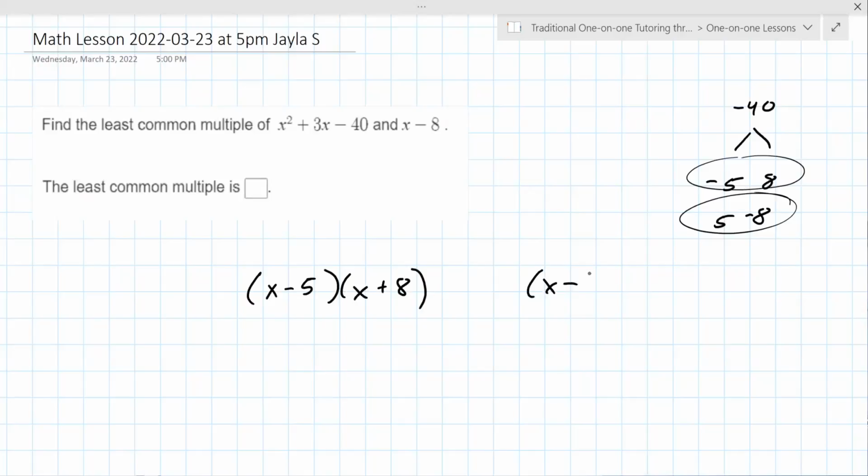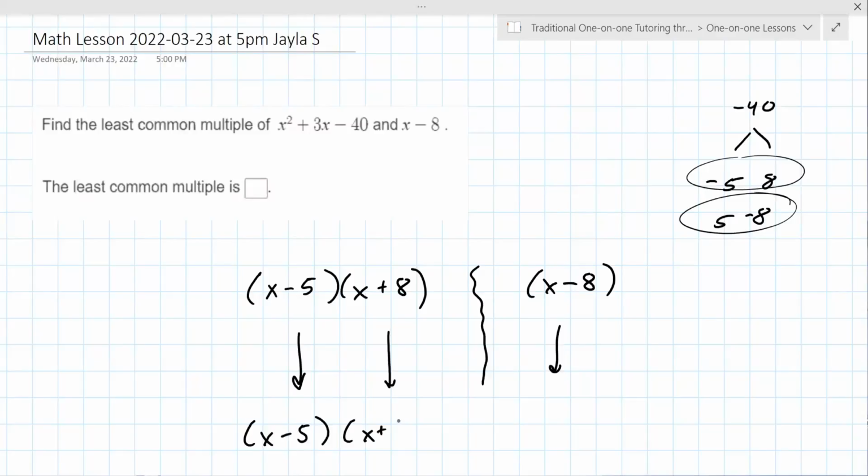Okay. And then we got this x - 8 over here. So this is the first time we've seen where there's no overlap between them. So they all become part of the LCM. It becomes x - 5, x + 8, x - 8.